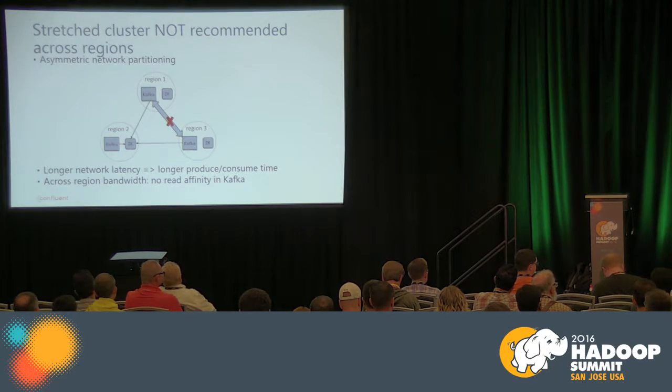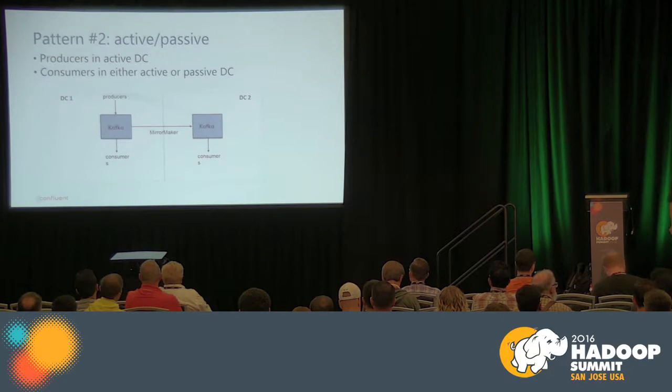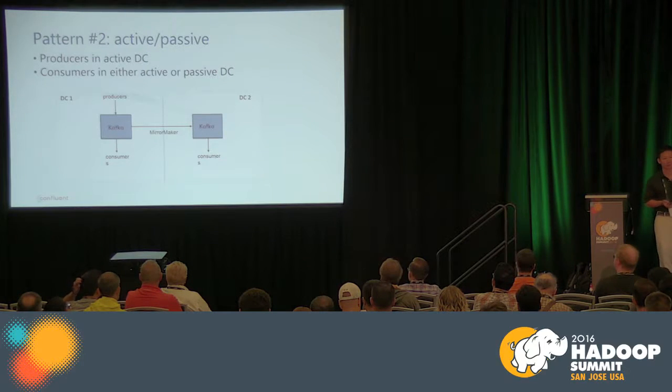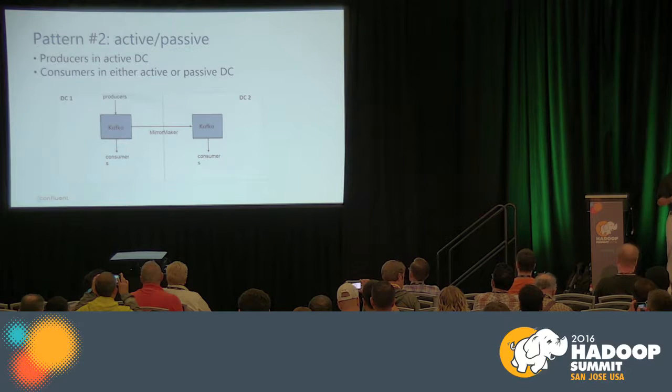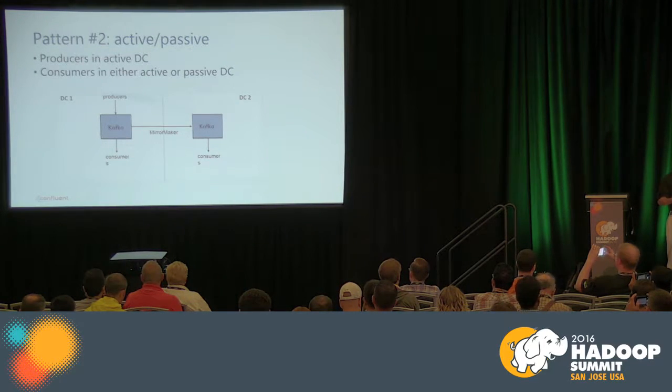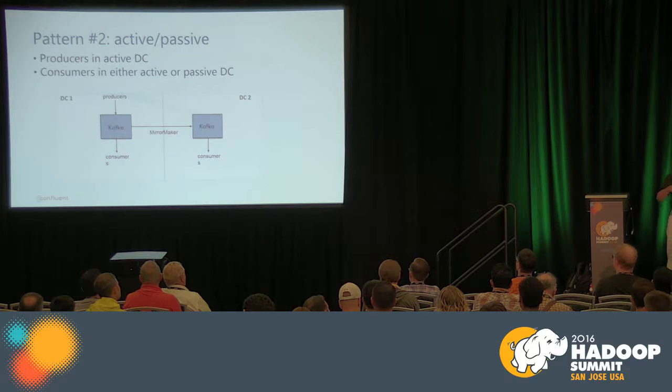Okay, so another strategy you can use, which is actually meant to be designed across regions, is what we call active-passive. This is very similar to how you would set up a database. A lot of people are familiar with how you set this up in MySQL or other databases. You have a primary and a passive. This is more or less along the same lines. The way you set this up is you set up two independent Kafka clusters, one per data center. In this case, one in data center 1, one in data center 2.